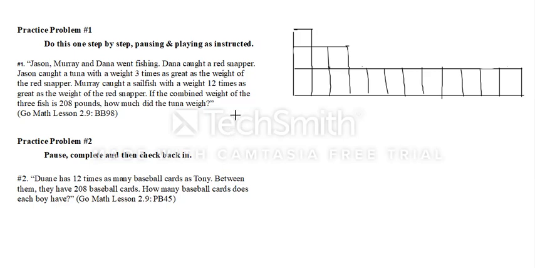So now I'm going to read it again, trying to understand the problem a little bit more. Jason, Murray, and Dana went fishing. Okay, I see 3 people going fishing. Got it. Dana caught a red snapper. I see Dana with his red snapper in his hand. Jason caught a tuna with the weight that was 3 times as great as the weight of the red snapper. So I know Jason's tuna is going to be 3 times bigger than Dana's red snapper. And then Murray caught a sailfish with a weight 12 times as much as the weight of the red snapper.